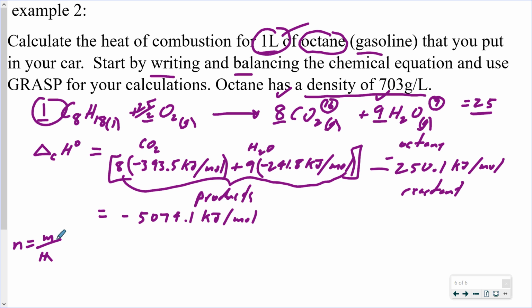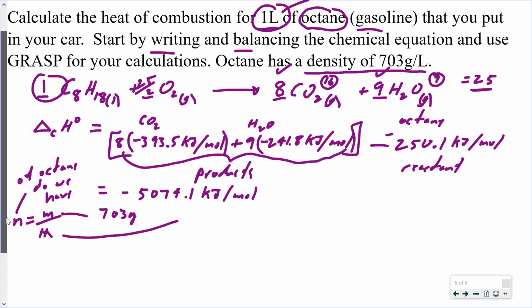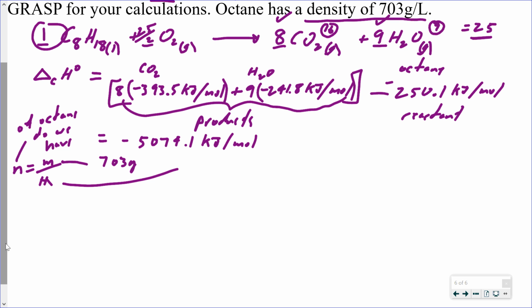So to calculate how many moles of octane do we have, that's why we're using this equation. So the mass is 703 grams. But what about the molar mass? Again, this is from previous science courses like Science 10. But to calculate the molar mass, you need to go to the periodic table and take a look at the atomic mass for the elements that make up that compound. Well, what's the compound? It's octane. So what do we have? We have carbon and we have hydrogen.